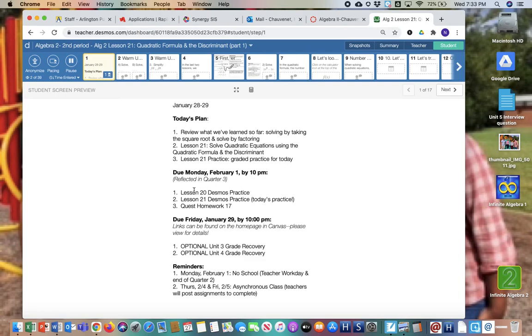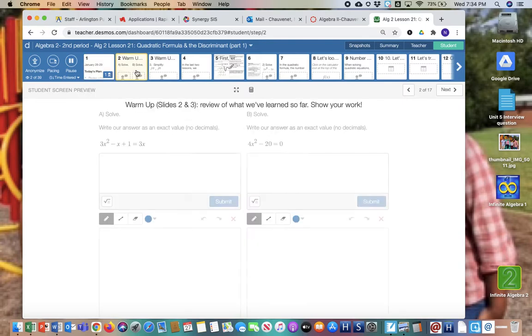Make sure to do the lesson 20 and 21 Desmos practices and then the new quest homework all by Monday at 10. Those will all be quarter 3 grades. And then for this Friday, things that you can work on: the grade recovery for Unit 4 and Unit 3, and then again the old quest assignments, the old math quill, and the old exit tickets in Canvas from this quarter. All right, so that being said, let's get rolling.